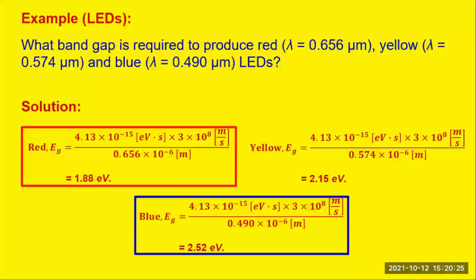So obviously the lower range wavelengths such as red light require lower energy, while the higher energy light such as blue requires a higher energy input because of that wider band gap with a higher energy level of 2.52 electron volts.